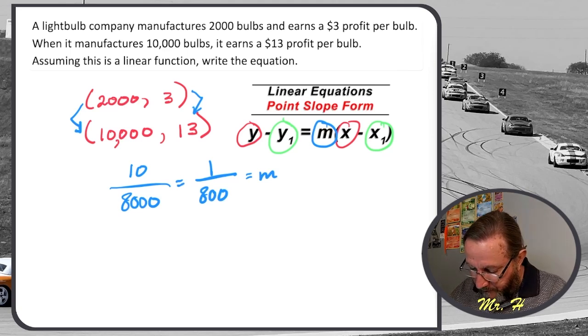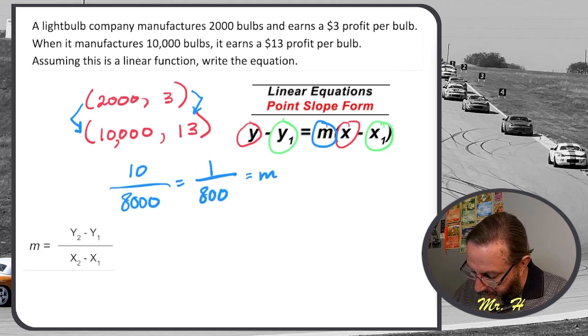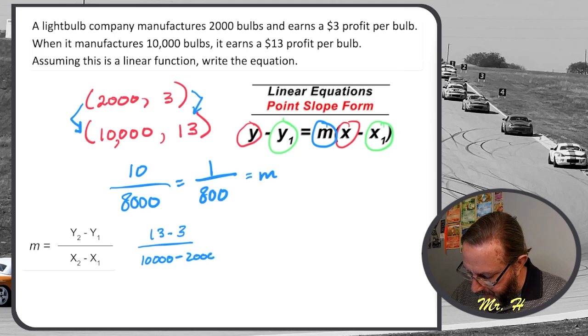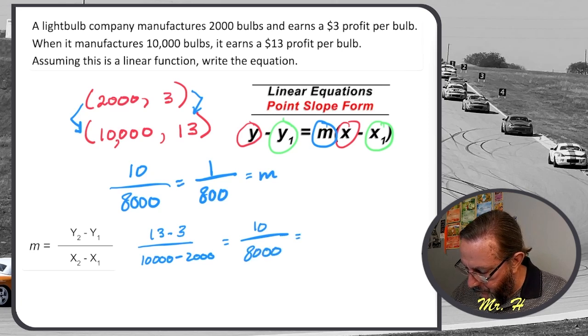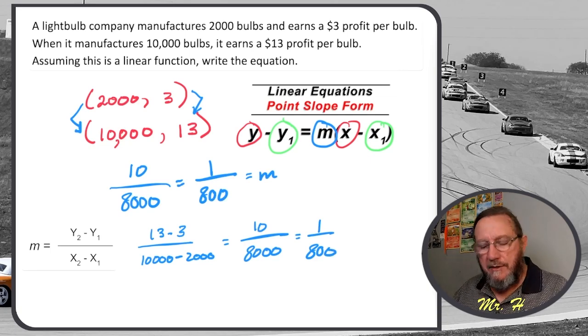So let's use the formula. The y value of our second point is 13 minus the y value of our first point. That's 3. 10,000 minus 2,000. It's going to be 8,000. So we're going to get 10, and we're still going to get 8,000, and we're still going to get 1 over 800. So we still get the same slope, whether we use the formula or did a conceptual approach to what is the change. Okay.